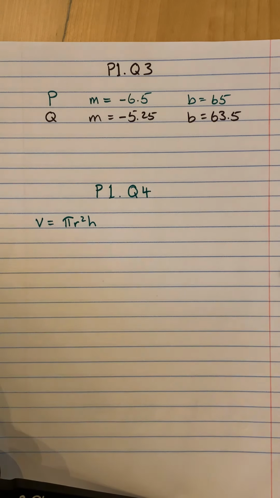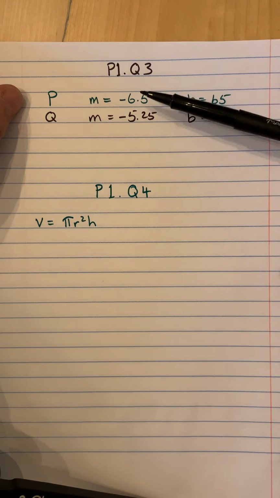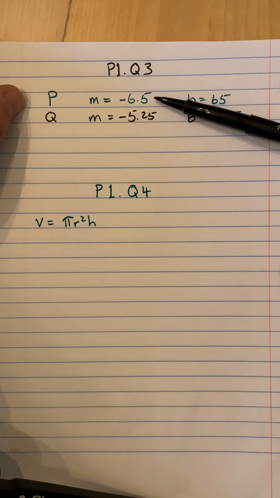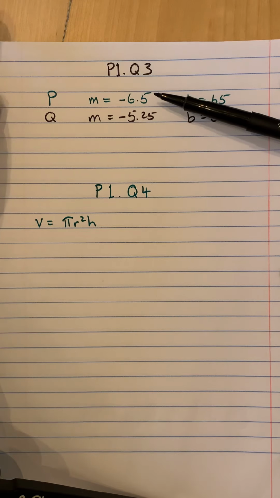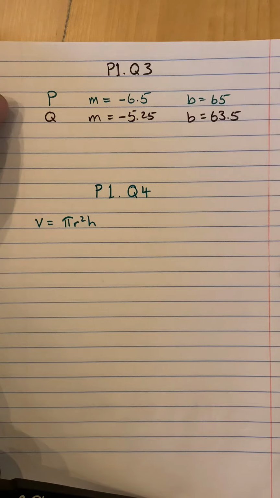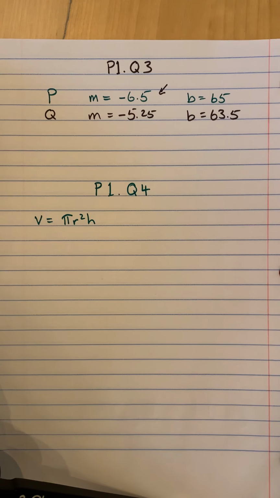So let's look at tank P, and we realize that the slope or the rate M is negative 6.5. So 6.5 gallons are being pumped out every minute. Now we compare that to Q, which empties at a rate of 5.25. So if we have to say which one is emptying faster, I think the award would go to tank P.